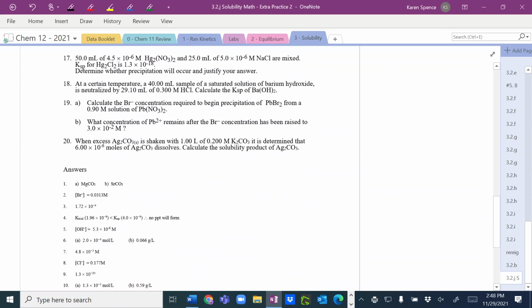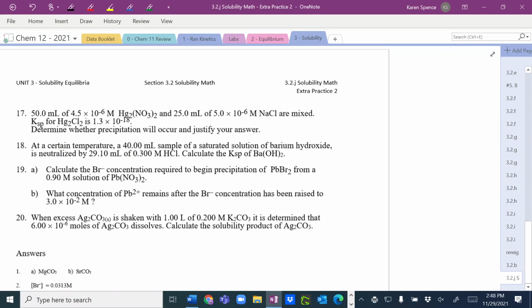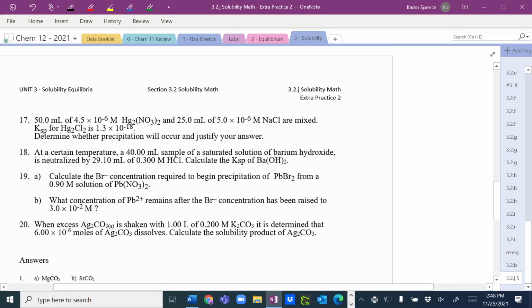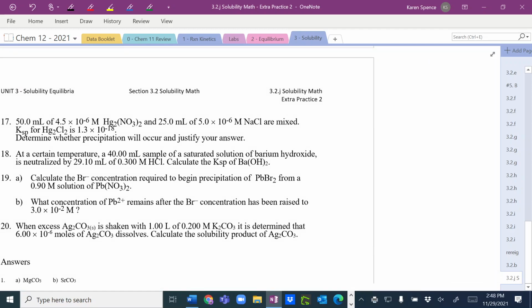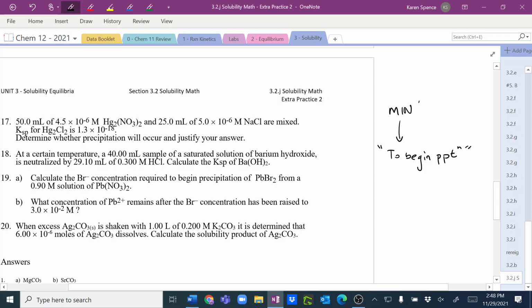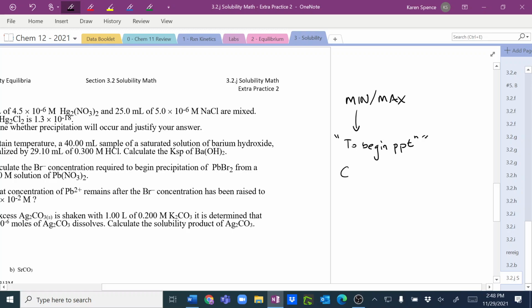Number 19: calculate the bromide concentration to begin precipitation of lead bromide from 0.9 molar lead nitrate. Okay, so when you have to begin precipitation, these kind of questions are your min-max kind of question. In any of those questions, you will be given 2 out of 3 things in Ksp, and you will solve for the third one.